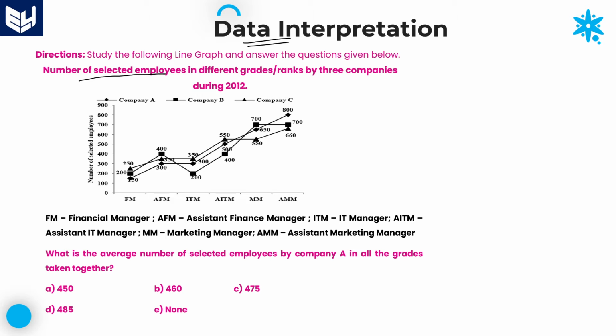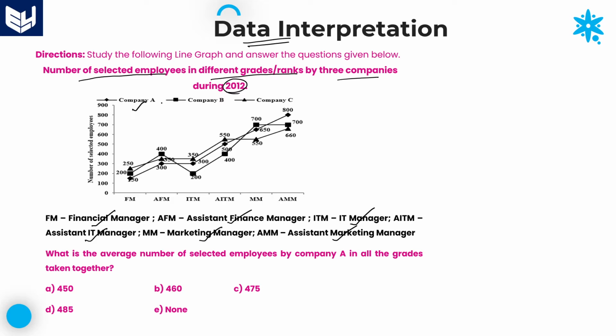Number of selected employees in different grades or ranks by three companies during the year 2012. Here the information is about how many employees are selected in different grades. The different grades are: financial manager, assistant financial manager, IT manager, assistant IT manager, marketing manager, and assistant marketing manager. In total you will have six different grades by three different companies.